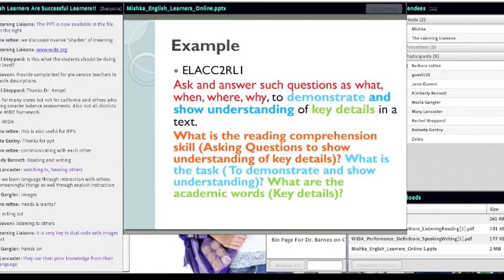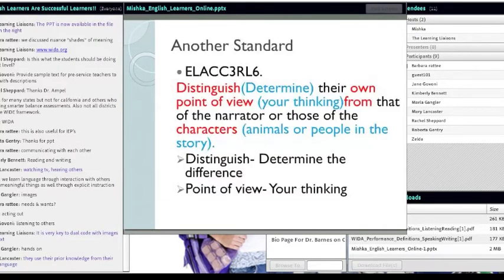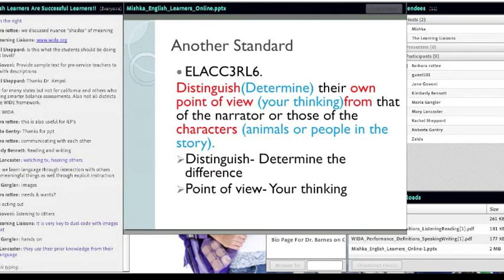So the first thing that you have to do to unpack a standard is you have to look at what the standard is actually talking about. And what is the task? And what is the academic language? What are the academic words in the standard? All right, so basically we're looking at this standard, and distinguish is an academic word. So what I have done here is I have placed a synonym next to that academic word so that the student can better understand the standard.